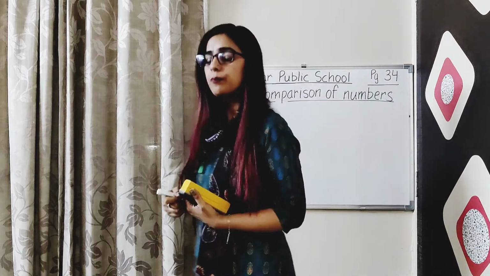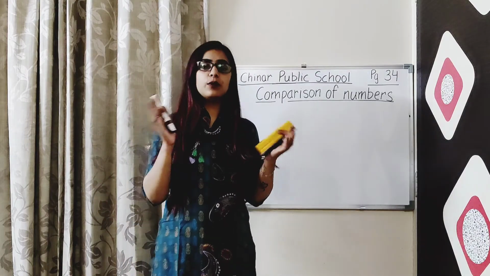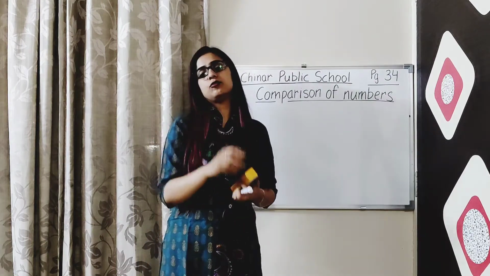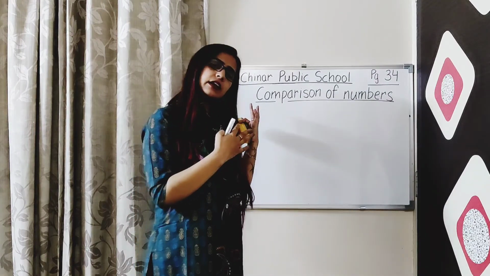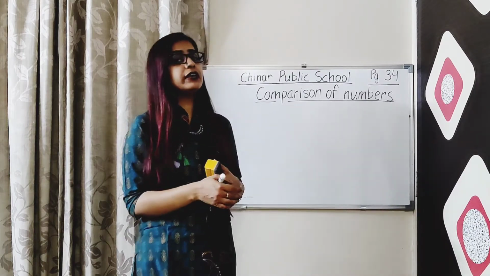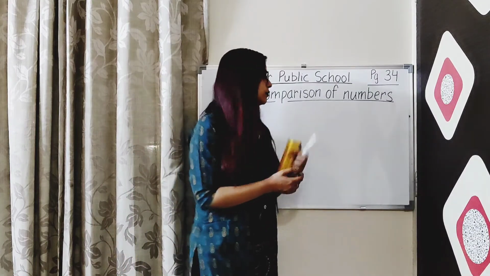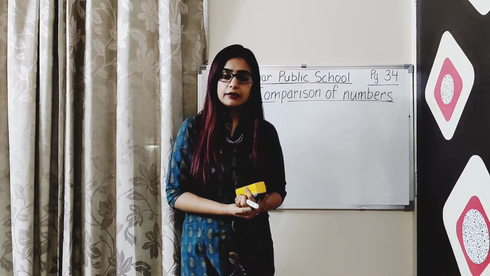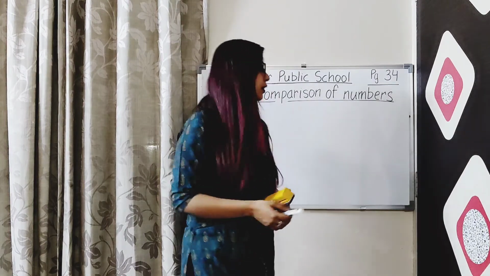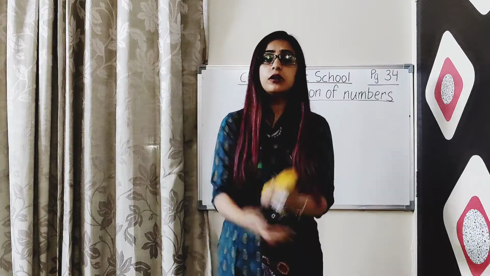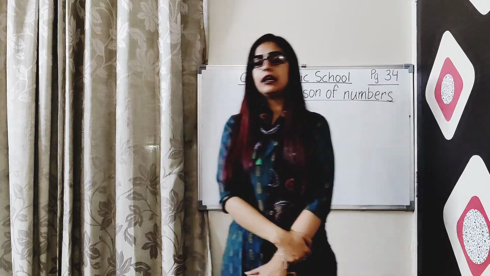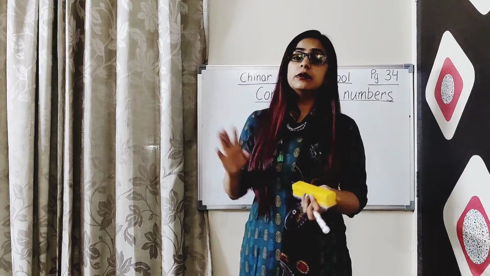So how can we find the greater number or the smaller number in case of three digits? We all know how to find the bigger and smaller number with two digits or one digit, which we have already done in our previous classes. So now we will see the comparison between numbers having three digits.